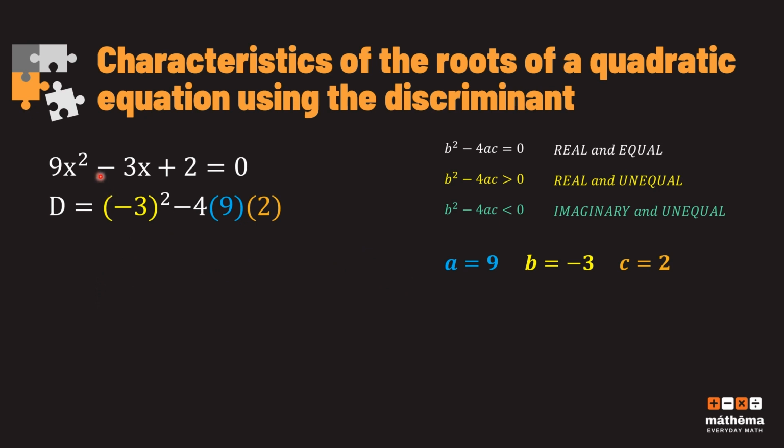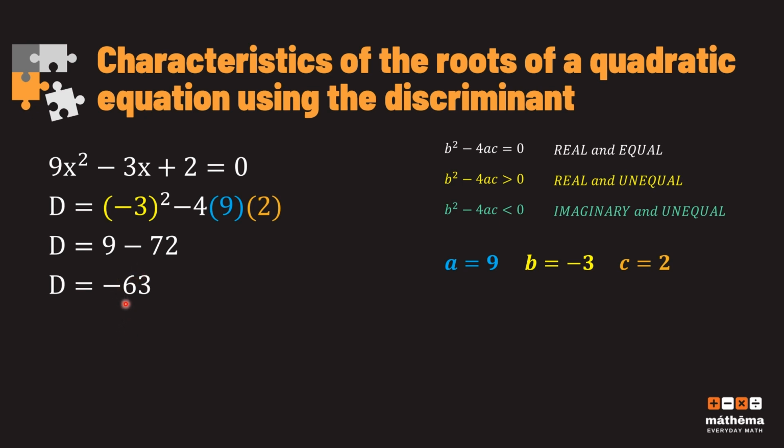We have again D, or the discriminant, is equal to b squared, or negative 3 squared, minus 4 times a, which is 9, times c, which is 2. Negative 3 squared is 9. Negative 4 times 9 is negative 36, times 2 will become negative 72. And then 9 minus 72 will give us a negative 63.